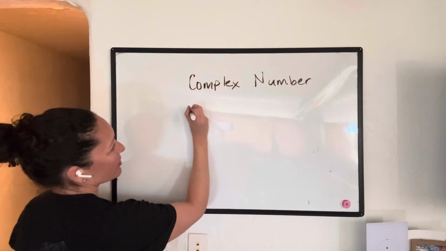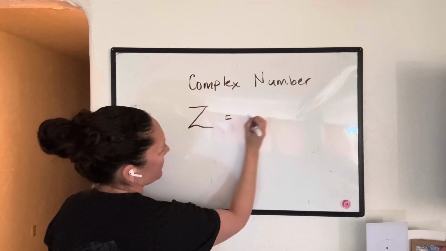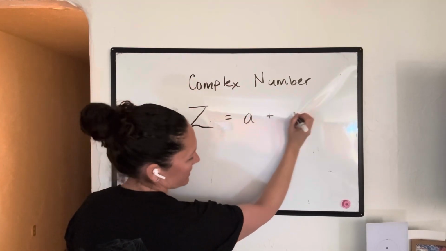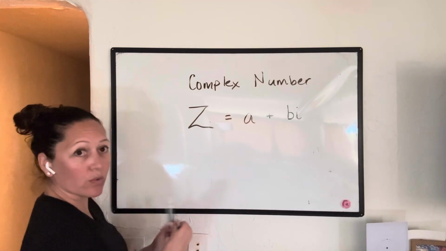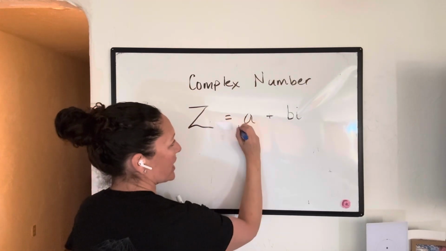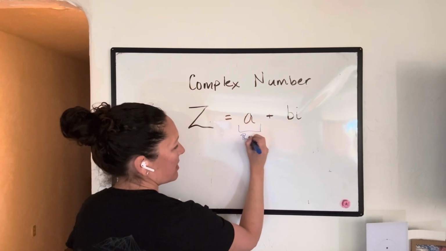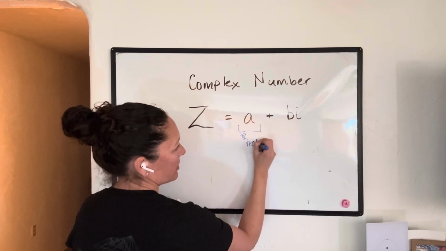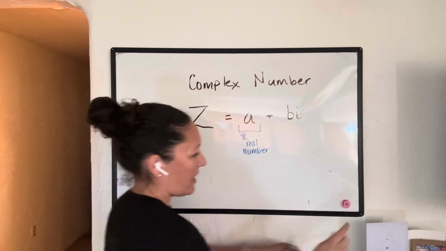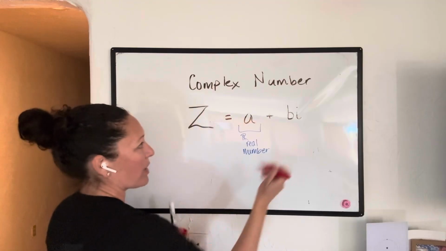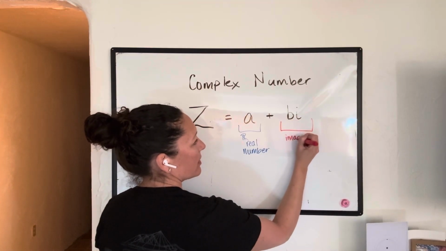So complex numbers, and we're showing that with our Z equals a plus bi. And the a is just representing a normal real number. Okay, so this is a real number. And the bi is representing an imaginary number.